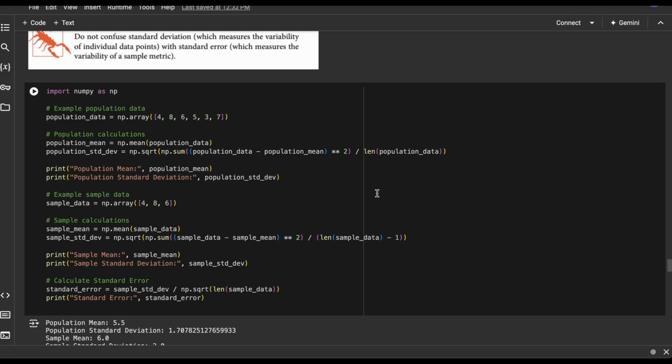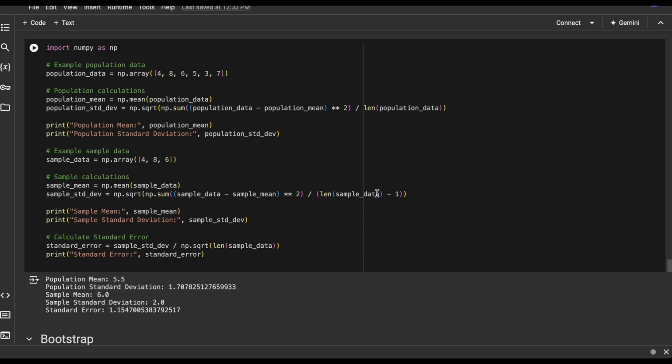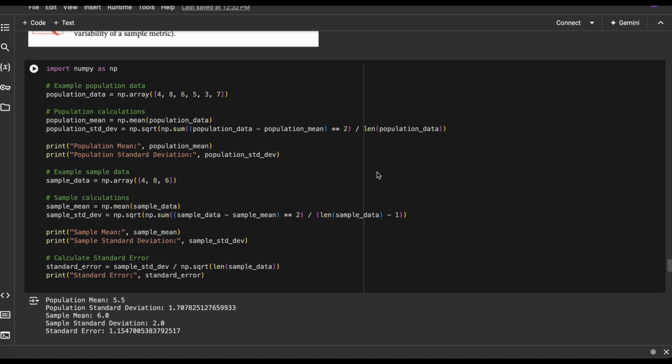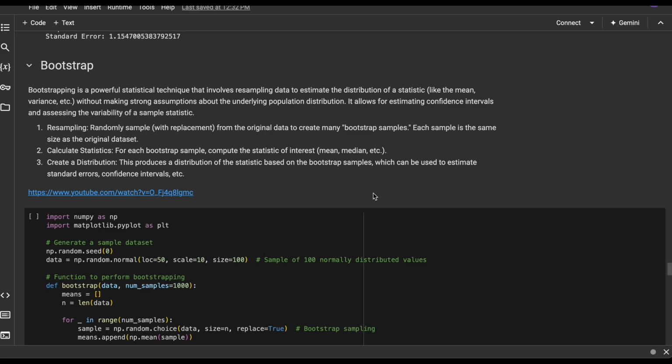These are examples of population and standard errors. Bootstrapping is a statistical resampling technique used to estimate the distribution of a statistic like the mean, variance, and confidence intervals by repeated sampling with replacement from the observed data.